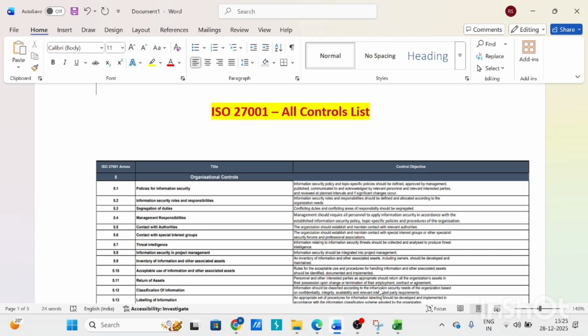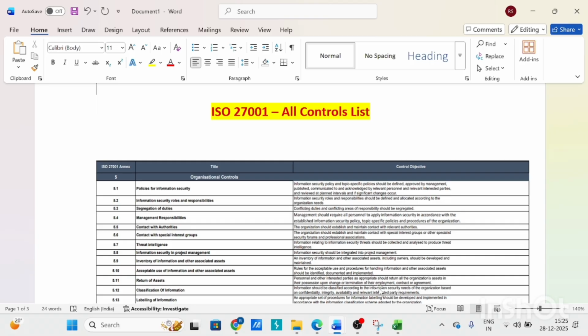5.2 talks about information security roles and responsibilities. In this section, information security roles and responsibilities should be defined and allocated according to the organizational needs. Segregation of duties comes under 5.3, where conflicting duties and conflicting areas of responsibility should be segregated. 5.4 is the management responsibilities. In this, management should require all personnel to apply information security in accordance with the established information security policy, topic specific policies, and procedures of the organization.